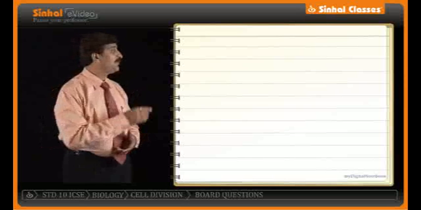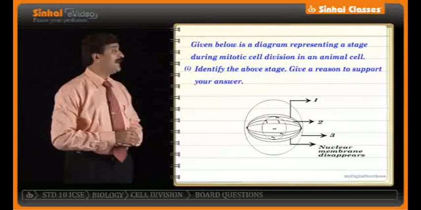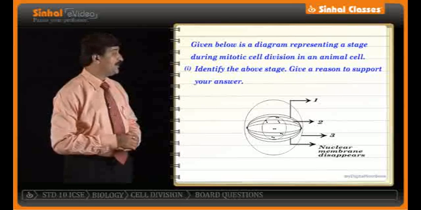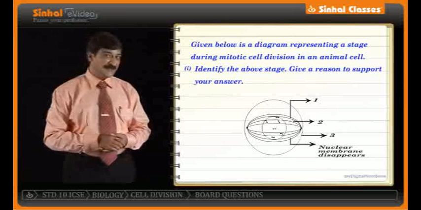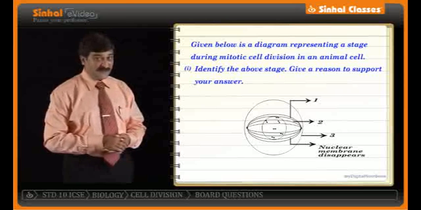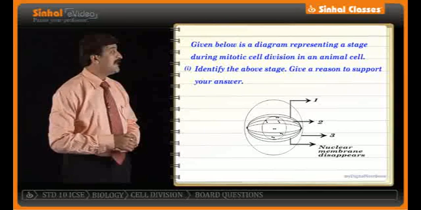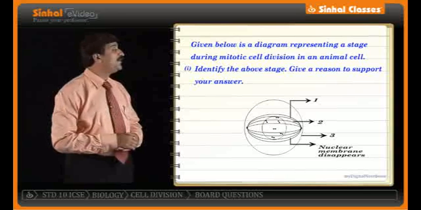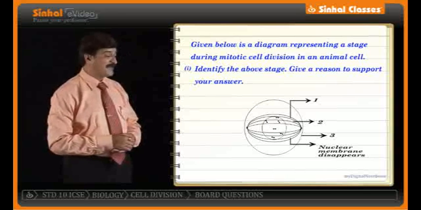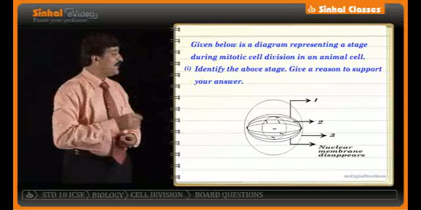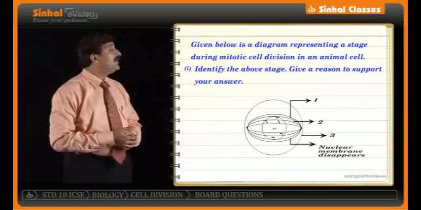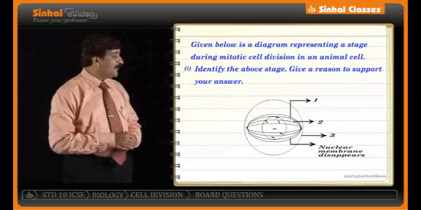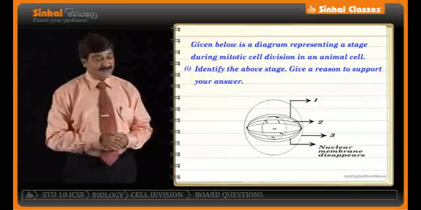The question is, given below is a diagram representing a stage during mitotic cell division in an animal cell. So they have specified that it's an animal cell. The sub-questions are, identify the above stage, give a reason to support your answer. Now this is a question with reference to the stage that they are asking you. So what should be your answer?